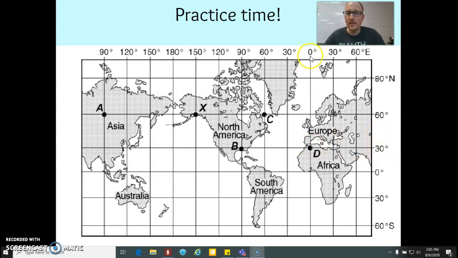Okay, now we find the prime meridian, which is right here. And it is right on the prime meridian. So that would be 0 degrees. Is it east or west? The correct answer is neither, right? So the correct coordinate of letter D would be 30 degrees north, comma, 0 degrees.